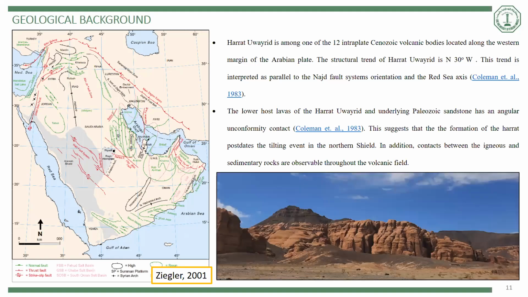The lower host lavas of Harrat Uwayrid and the underlying Paleozoic sandstone, as you can see, the lavas with the dark color and the Paleozoic sandstone with the brownish color, have an angular unconformity contact. This suggests that the formation of the Harrats postdate the tilting events in the northern shield. In addition, contacts between the igneous and the sedimentary rocks are observable throughout the volcanic field. And in this particular picture, we can see that the contact is represented by the dashed orange line.